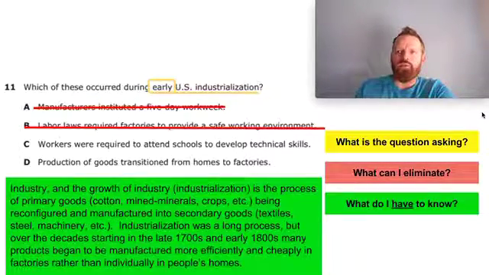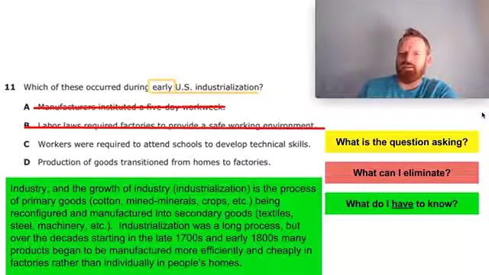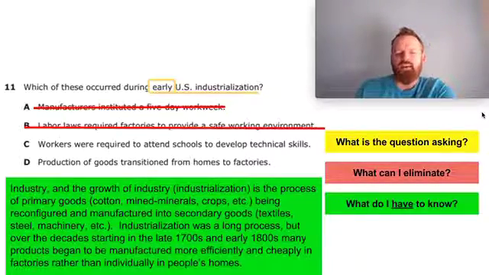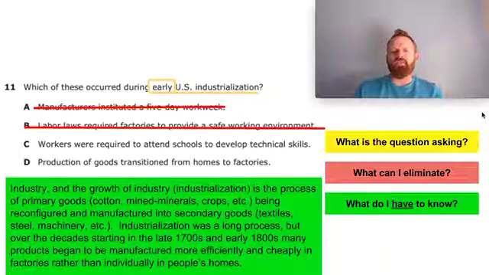Well, industry and the growth of industry, called industrialization, is the process of primary goods, things like cotton, mined minerals, crops, etc., being reconfigured or manufactured, altered, and changed into a secondary good, which would be things like textiles, which, by the way, are cloth, fabric, things like this, steel, machinery, etc. So industrialization was a long process, but over the decades, starting in the late 1700s and early 1800s, many products began to be manufactured more efficiently and cheaply in factories rather than individual people's homes. Okay, so let's look at that and see what our possible answer will be.